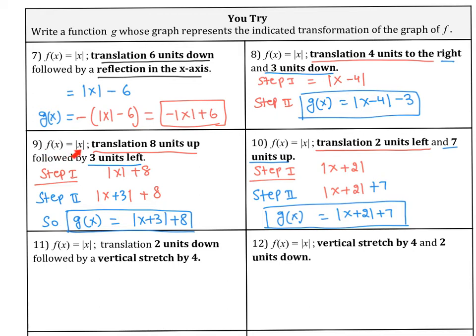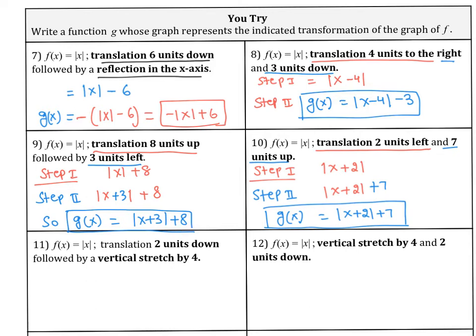For number 9, translate 8 units up. So my first step is to add 8, and the next step is to follow this by 3 units to the left. So my next step would be to add the 3, because it's 3 units left, so we're going to add the 3 inside the absolute value function. So it's going to be absolute value of x plus 3, plus 8.